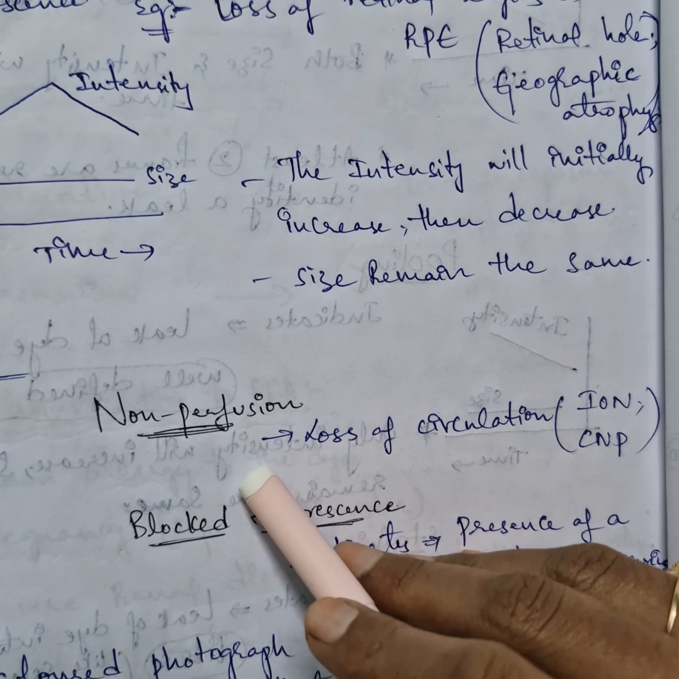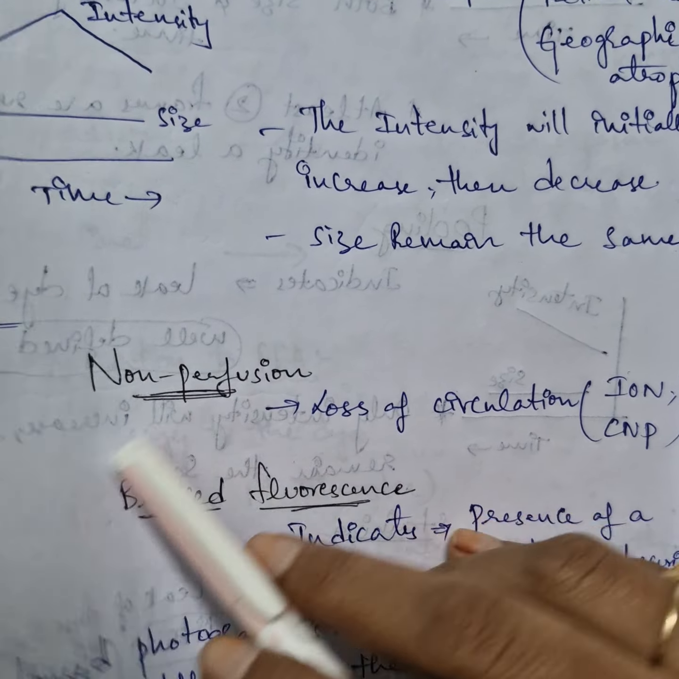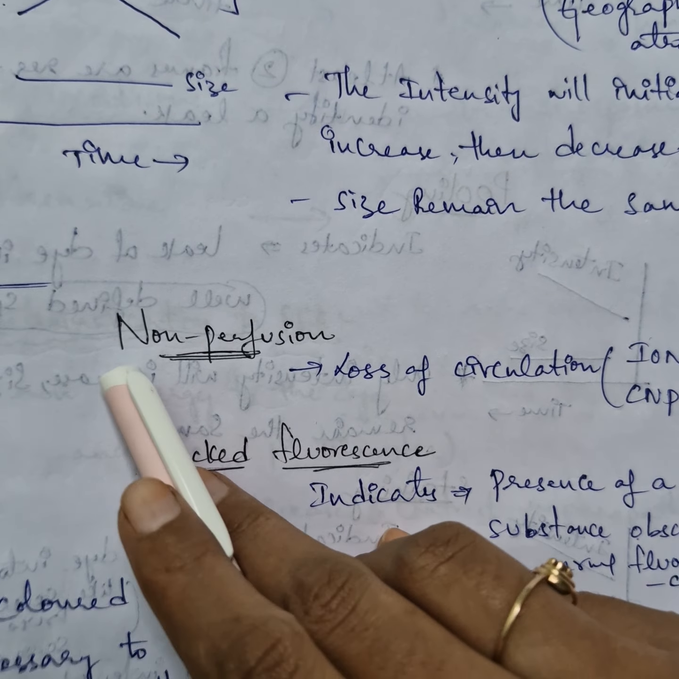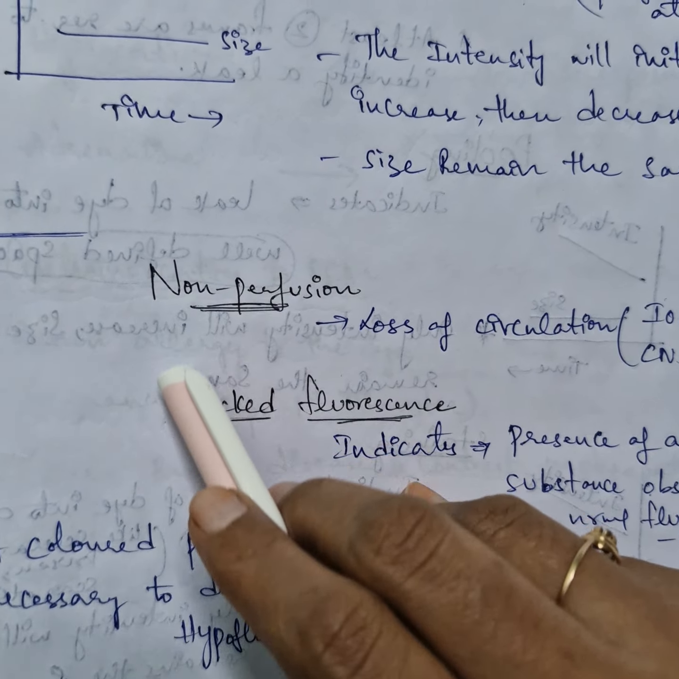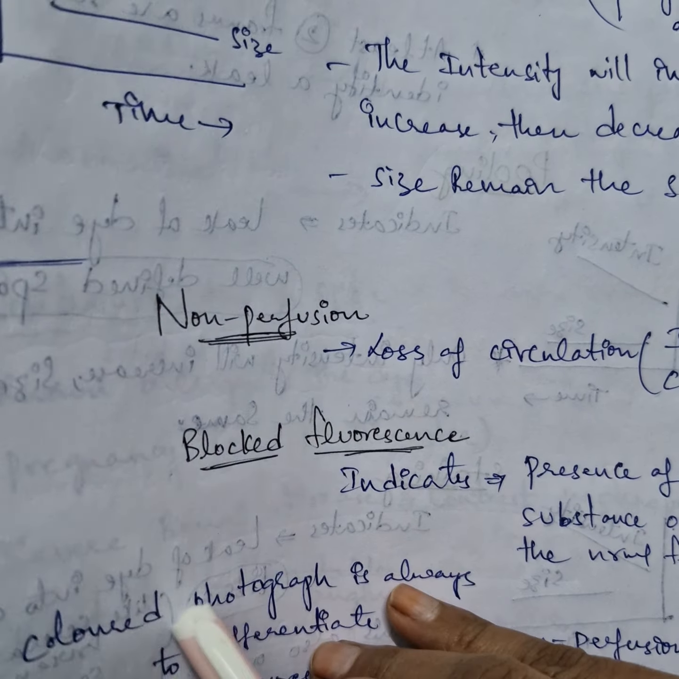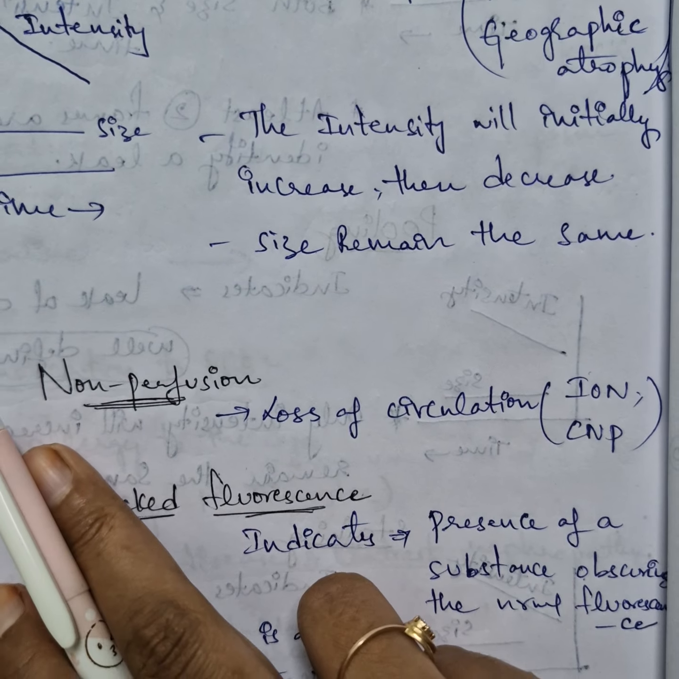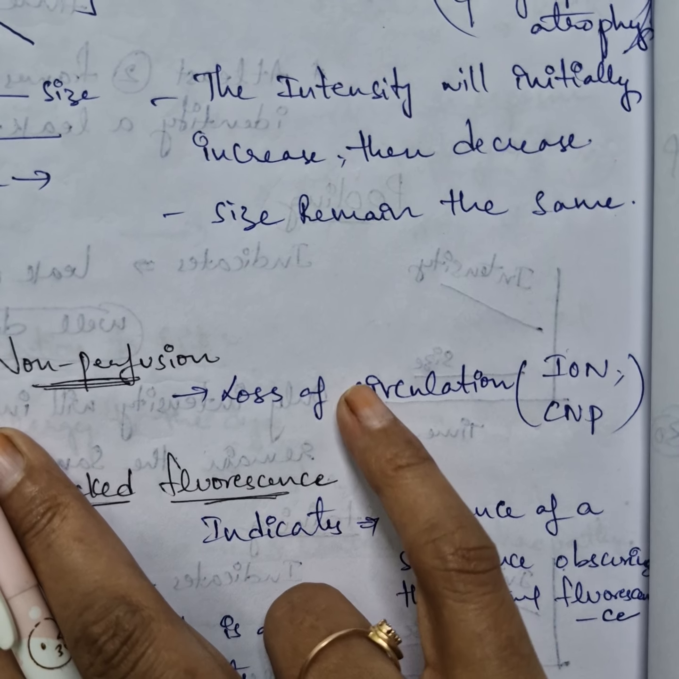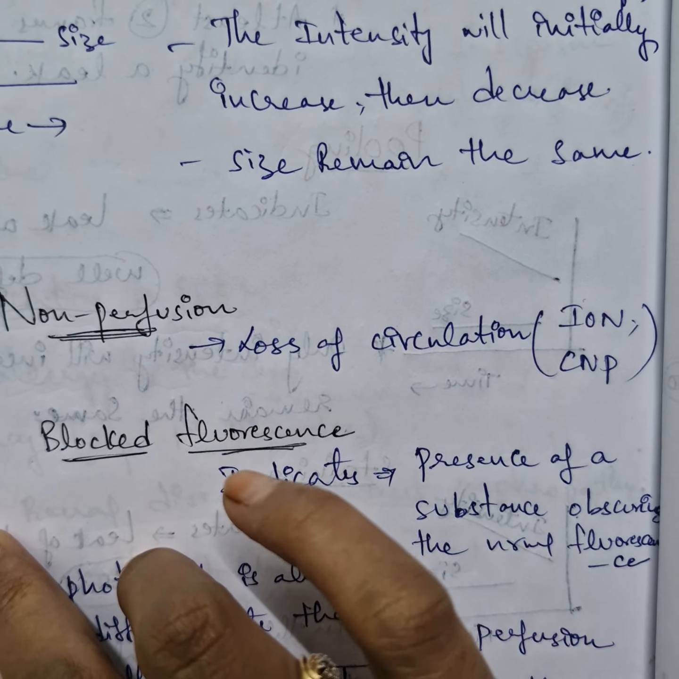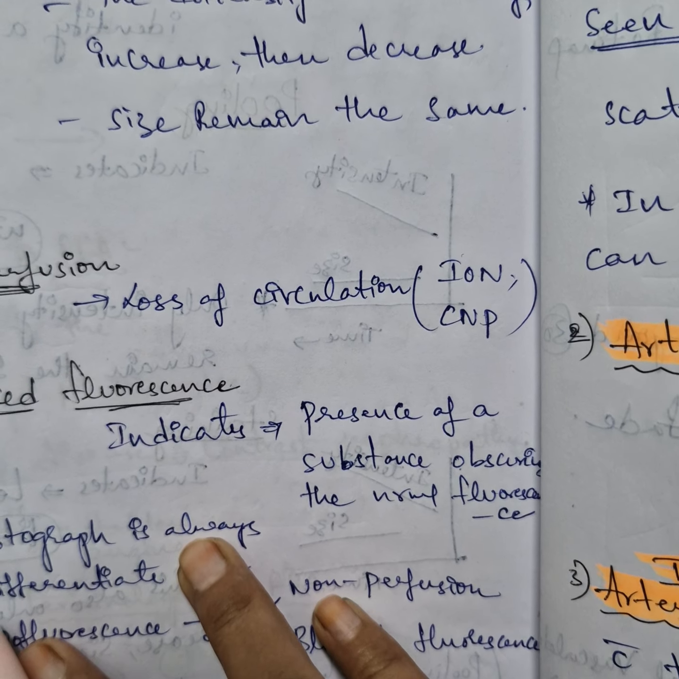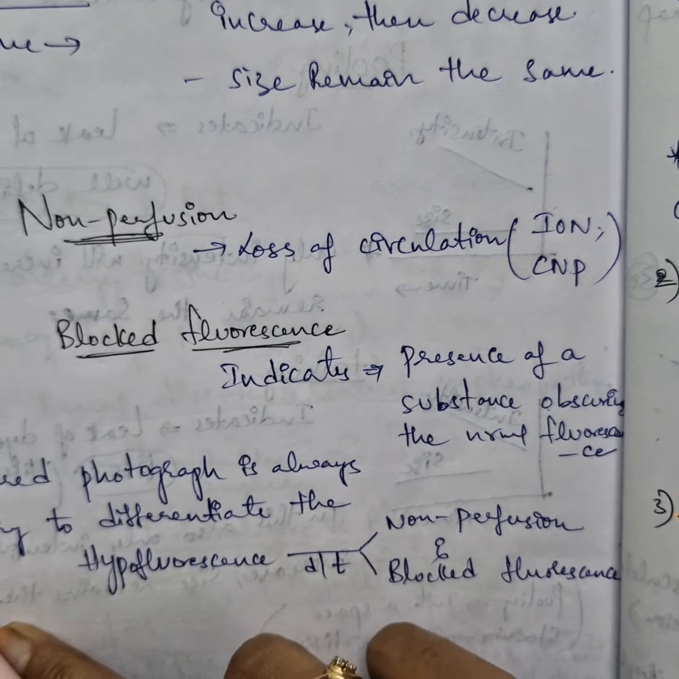So coming to causes of hypofluorescence, that may be due to non-perfusion or due to blocked fluorescence. So for us to differentiate between these two, we need a color photograph. Non-perfusion indicates loss of circulation, whereas blocked fluorescence, as the name itself indicates, means there is presence of a substance which obscures the normal fluorescence.